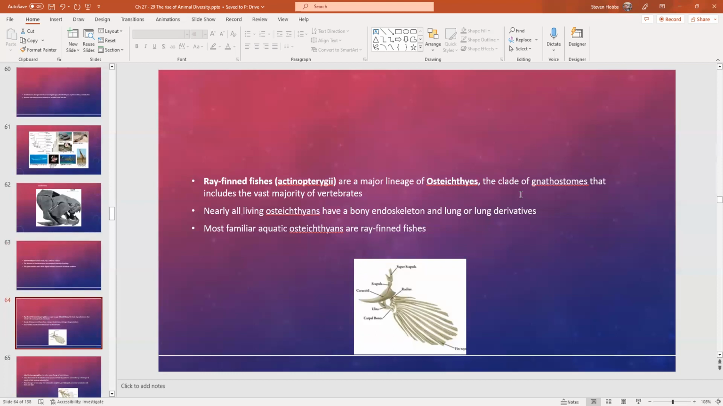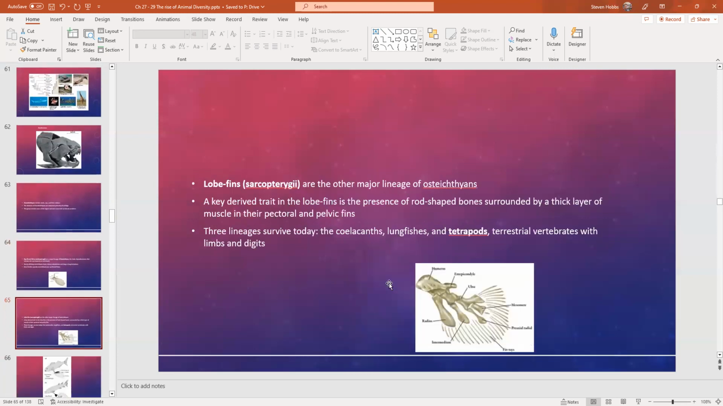Nearly all of the osteichthyans have a bony endoskeleton and lungs or lung derivatives. That does include the swim bladder. So most familiar aquatic osteichthyans are the ray-finned fish. And you see their fins here kind of look like rays of sun coming out. They have a radius, an ulna, and they've got carpal bones, just like you do. They have a scapula as well, a shoulder blade.